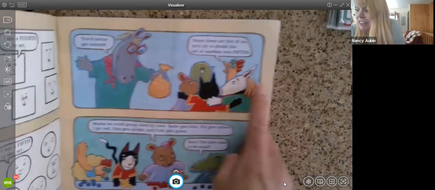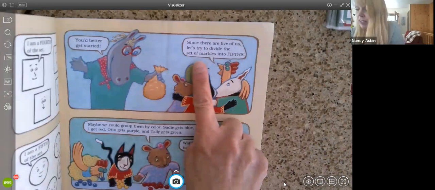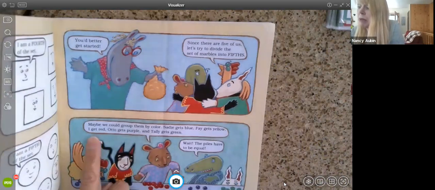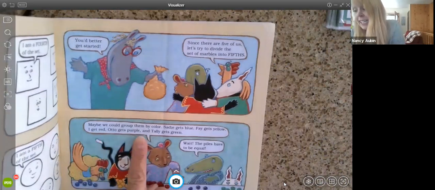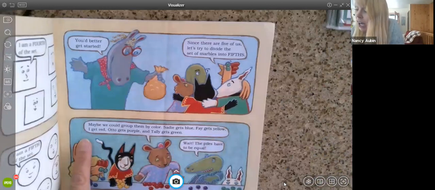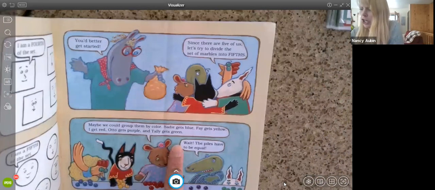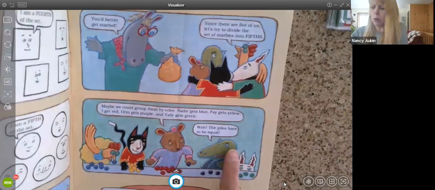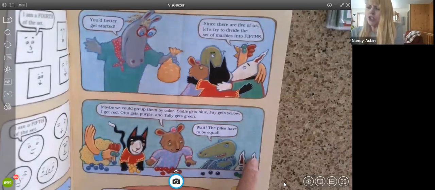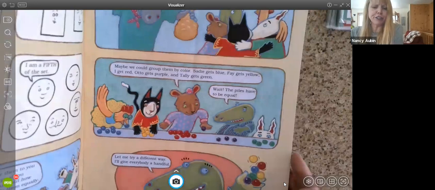You'd better get started. Since there are 5 of us, let's try to divide the set of marbles into fifths. Maybe we could group them by color. Sadie gets blue, Faye gets yellow, I get red, Otto gets purple, and Tally gets green. Wait, the piles have to be equal. Let me try a different way. I'll give everybody a handful.